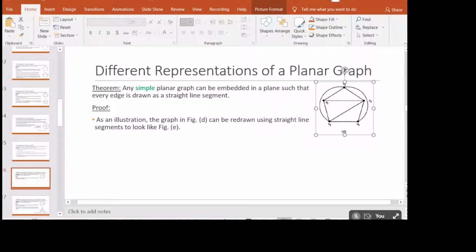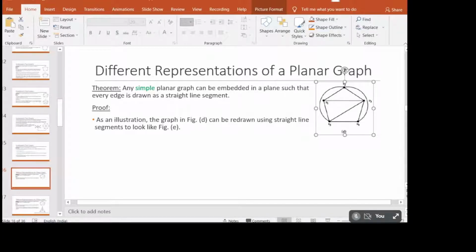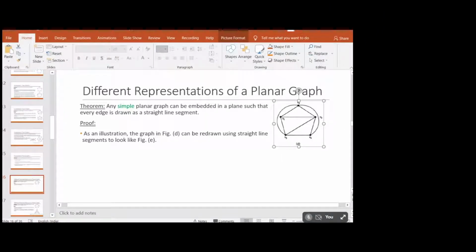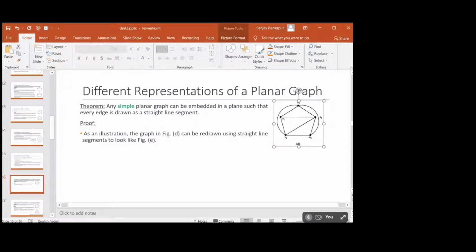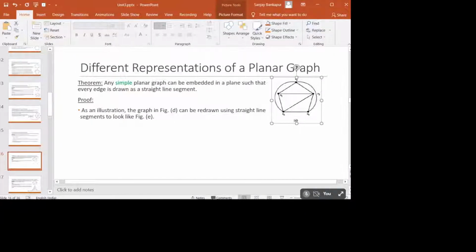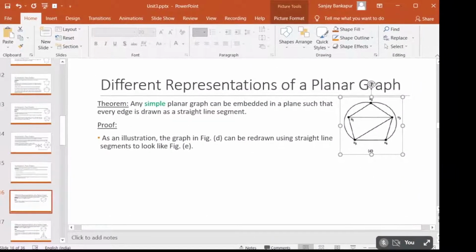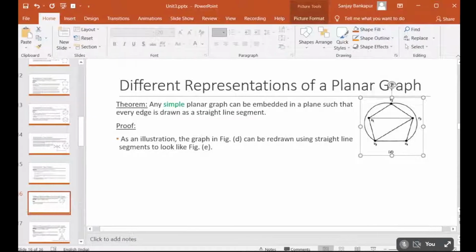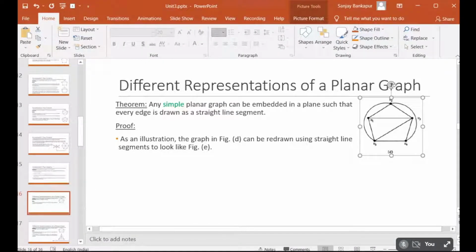So this theorem, what it says is any simple planar graph can be embedded on a plane such that every edge can be drawn as a straight line segment. So I have taken a quick example here. Graph figure D. I name it as D here. So this is not a K5 graph. One of the graphs which we saw under Kuratowski's observation, K5 and K3,3.